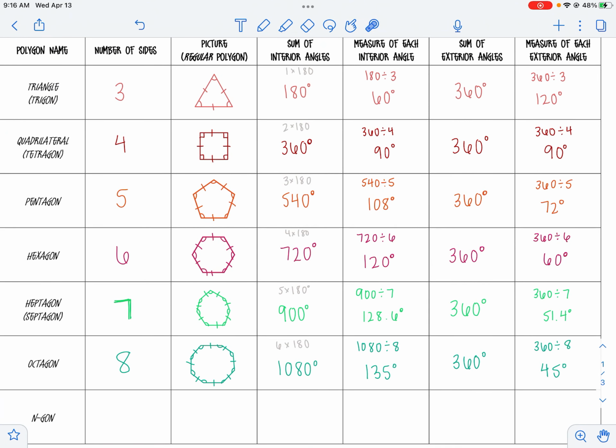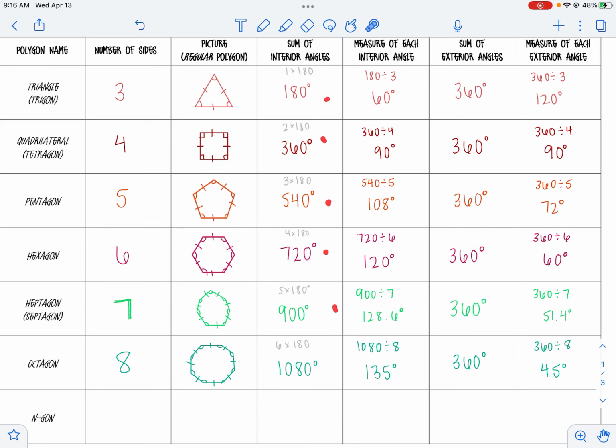So as we noticed, there was a pattern here. These were always increasing by 180. The sum of the exterior was always remaining 360, which meant that each interior increased while each exterior decreased. So the question becomes, what if you have a decagon? What if you have a shape that has 50 sides or 100 sides?